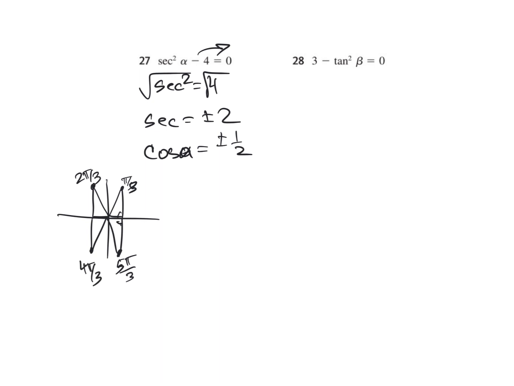Now these are not 90 degrees apart, but pi over 3 and 4 pi over 3 are 180 degrees apart, and 2 pi over 3 and 5 pi over 3 are 180 degrees apart. So all you have to do is do the pi over 3 plus, not 2 pi n, just pi n, and then do 2 pi over 3 plus pi n, and that covers all of them.